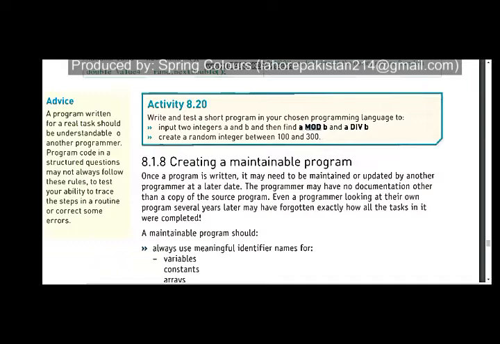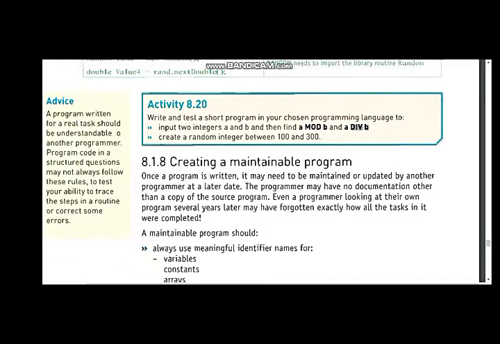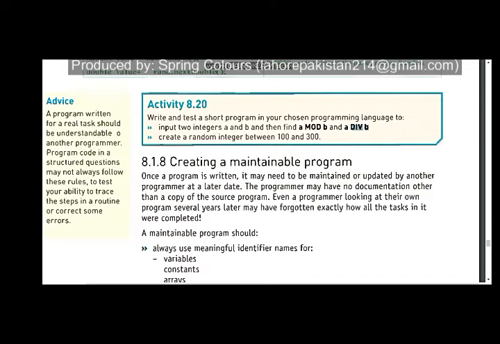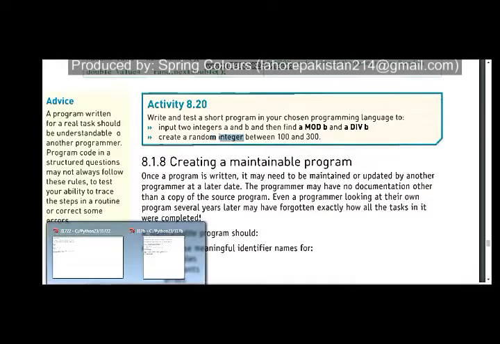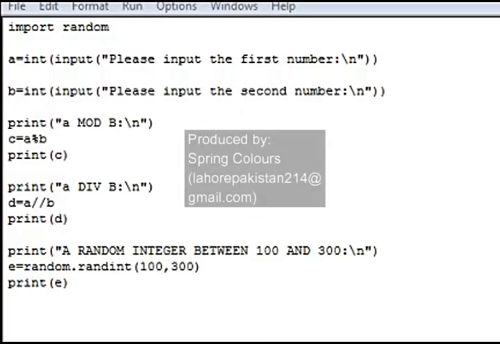Mod is the remainder of division, div is the quotient of a division. And then you will use a function to create any random integer between 100 and 300. I have already written the program in Python. Let's check out the program. This is our program in Python.